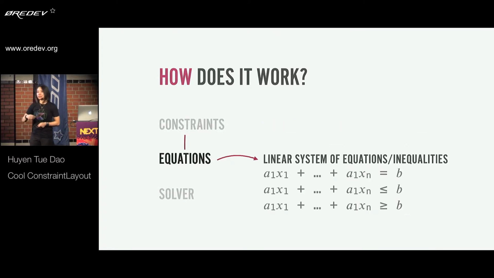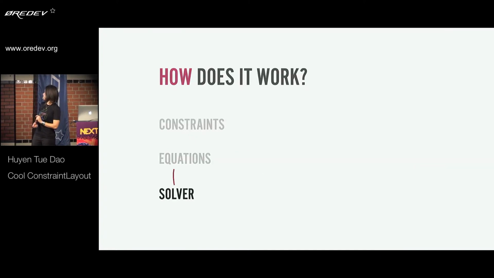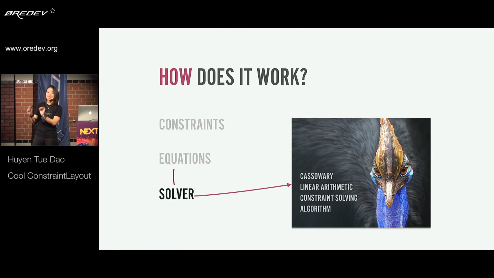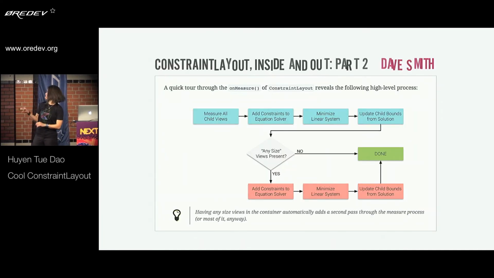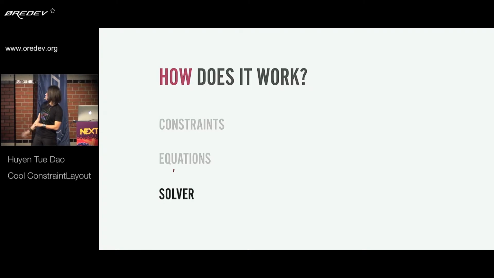and those relationships have unknowns, right? Because we're doing things relatively, we don't know as we're building it the exact final size and position of our views. That's constraint layout's job. And the way it does that job is to take these relationships that we build and turn them into a linear system of equations or inequalities, and it takes that linear system of equations and inequalities and solves for those unknowns using the, okay, I'm going to have to read this one, the Cassowary linear arithmetic constraint solving system.